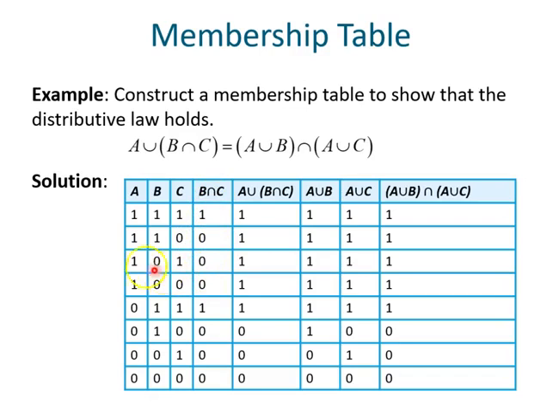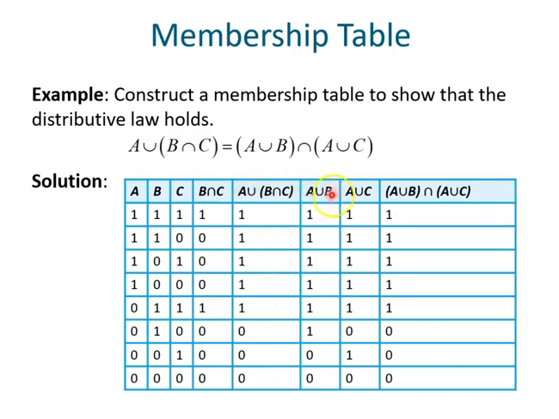In the third row, the same thing. The element belongs to A, doesn't belong to the intersection of B and C, but it belongs to the union of these 2 sets. In the last row, the element doesn't belong to A, doesn't belong to the intersection of B and C, so it doesn't belong to the union. This way we fill out the whole column for the left hand side.